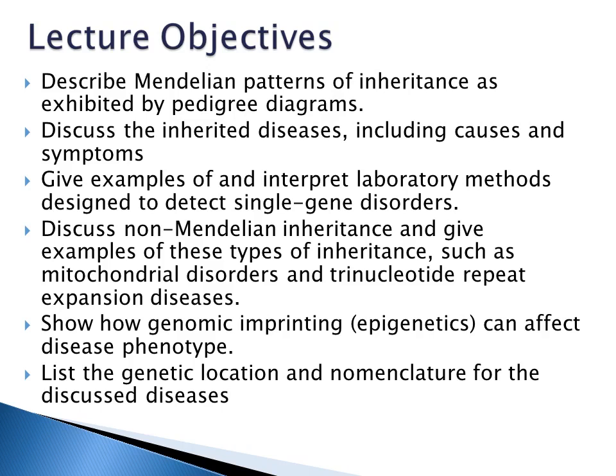Give examples of and interpret laboratory methods designed to detect single gene disorders, discuss non-Mendelian inheritance patterns, and give examples of these types of inheritance, such as mitochondrial disorders and trinucleotide repeat expansion diseases. Show how genomic imprinting can affect disease phenotype, and list the genetic locations and nomenclature for the discussed diseases.